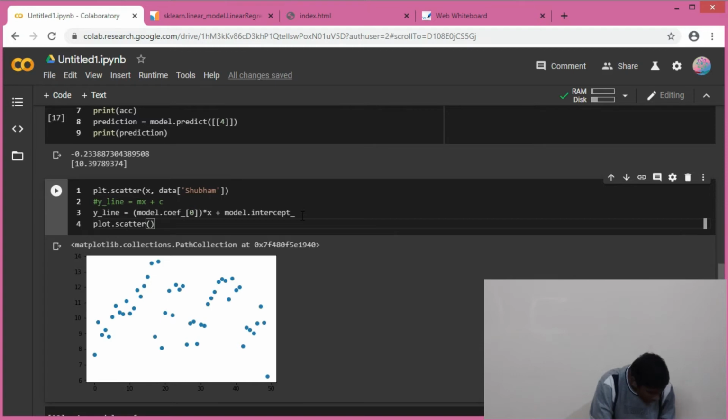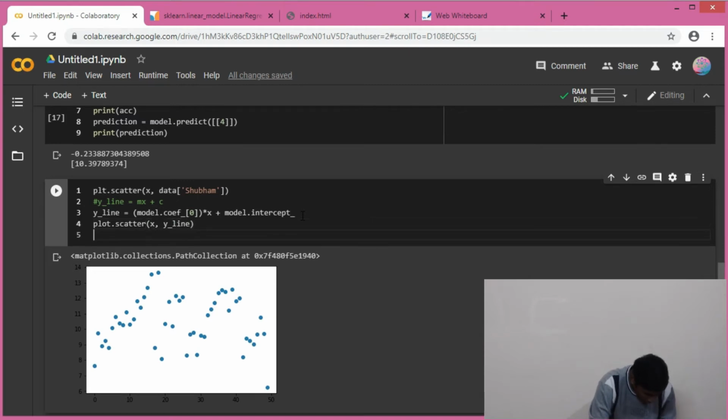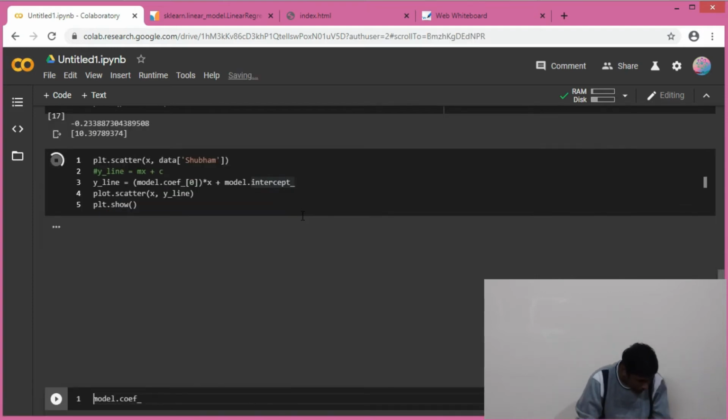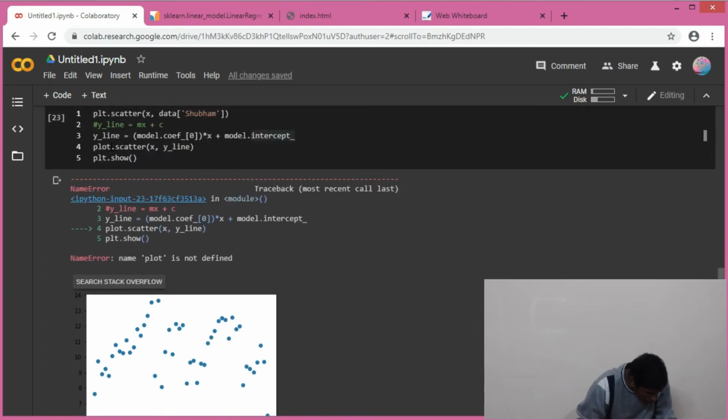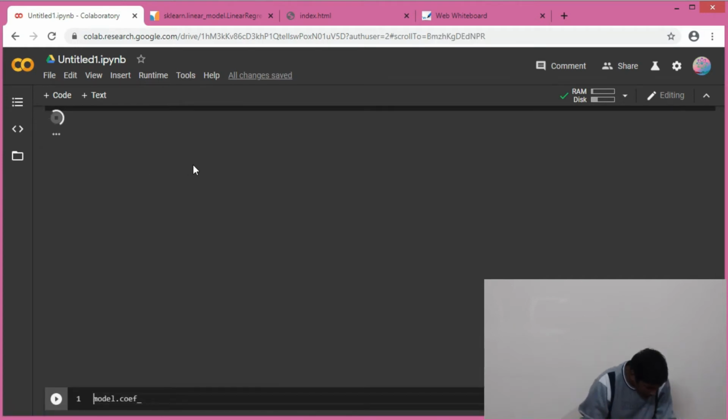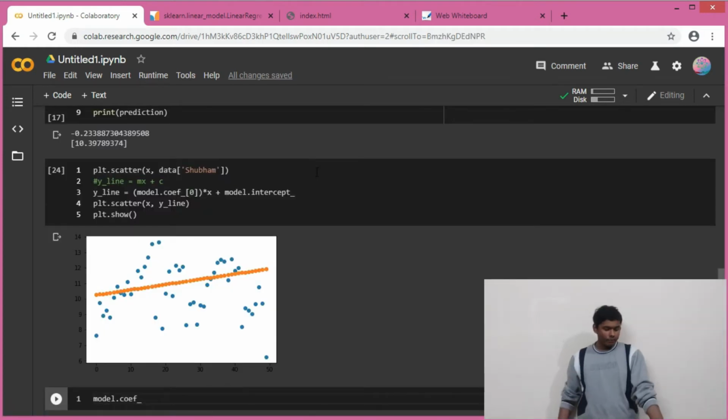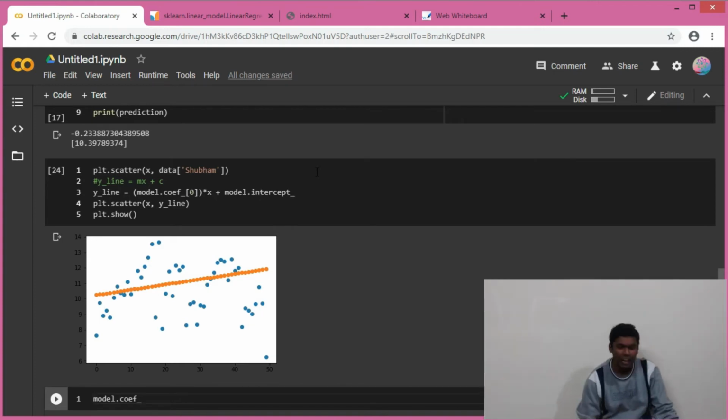and if you throw in your x and y line, and after that if I say plt.show and run this, let's see what happens. Plot is not defined. Oh, I'm sorry, that's a typo. Okay, so that's a line, a very bad looking line, because that is not a line, right? That's a scatter of points, and that was the point that I wanted to make.